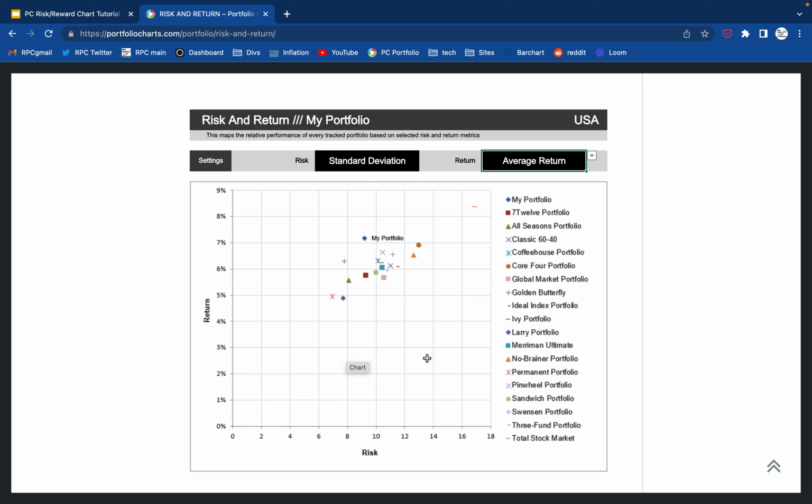Now, generally, we want to move in this direction, to the northwest. That gives us higher return at lower risk if we can get it. So we're always looking for things in this northwest quadrant of the data here. All right, so there we go.